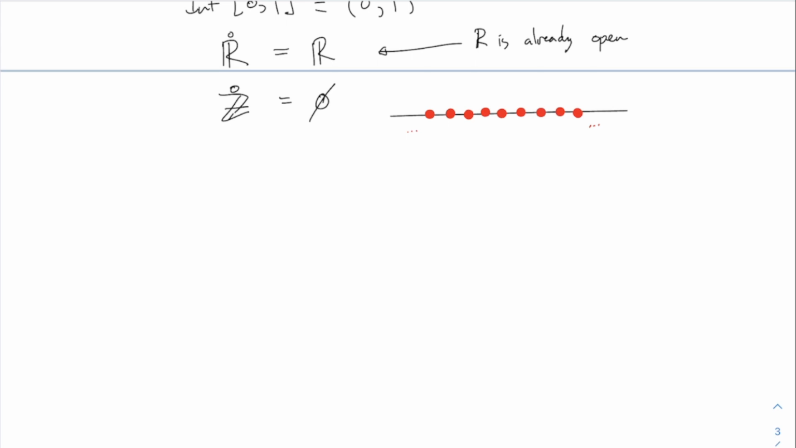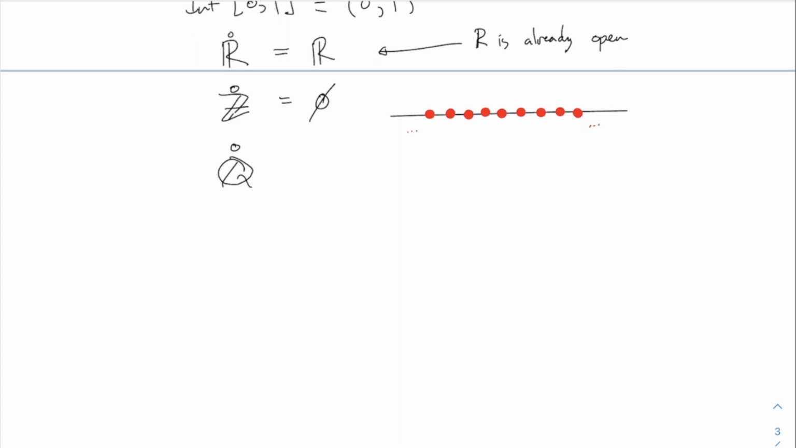This is kind of the opposite of being dense. Dense means the closure gets you everything. This is a set for which the interior gets you nothing. Although, as far as I know, there isn't really a word for that. We just say empty interior. It works all right. You don't need a word for that. Okay, how about, I was going to also ask about Q.